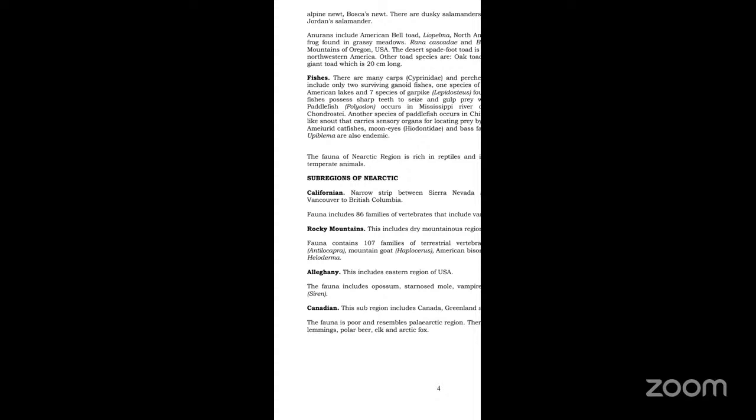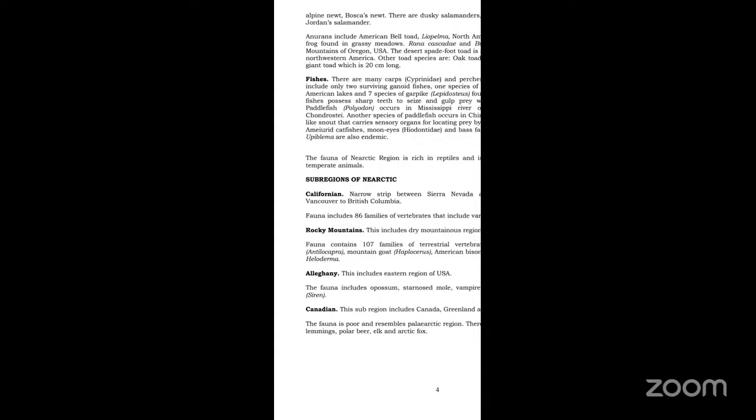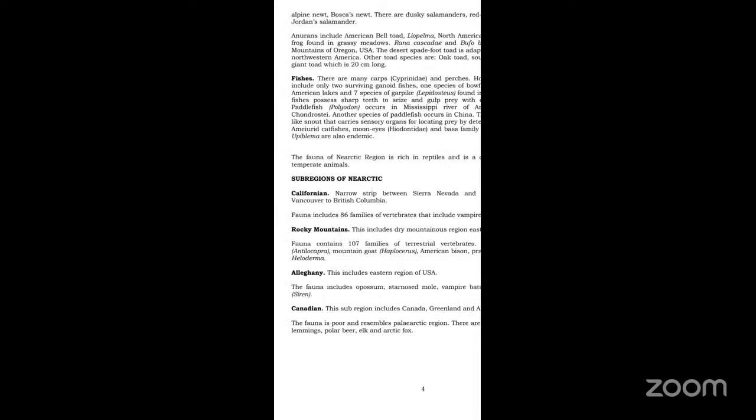Then the Canadian region, that is, this sub-region includes Canada, Greenland, as well as Alaska. And here the fauna is very, very poor, and it resembles the Palearctic region. And the commonly found animals are the reindeer, sheep, bisons, the lemmings, polar bear, eel, as well as the Arctic fox.